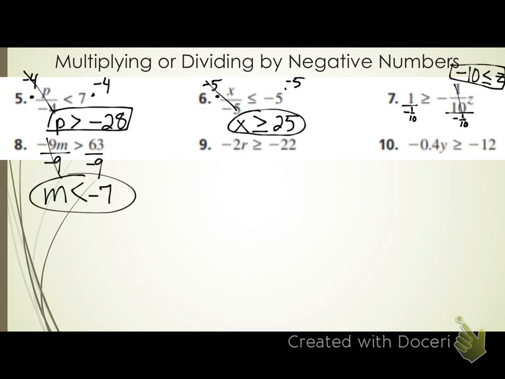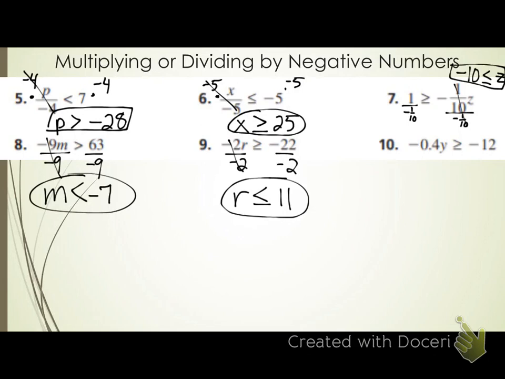Number 9. Negative 2r is greater than or equal to negative 22. How would I get r by itself? Divide by negative 2 on both sides. Negative 22 divided by negative 2 is 11. Symbol flip or stay? Flip. R is less than or equal to 11. Any number that's less than or equal to 11 is a solution here.